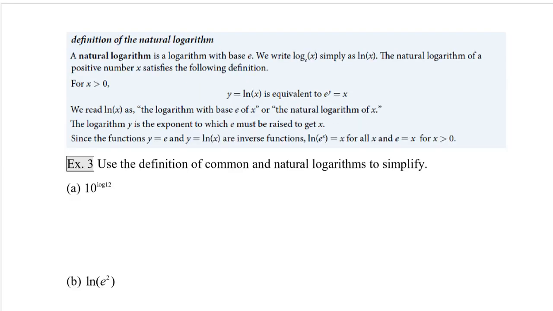A natural logarithm is a logarithm with a base of e. We write log base e of x as ln of x, or natural log of x. So if y is equal to ln of x, that means that e to the y has got to equal x. These two special functions can be found on your calculator.